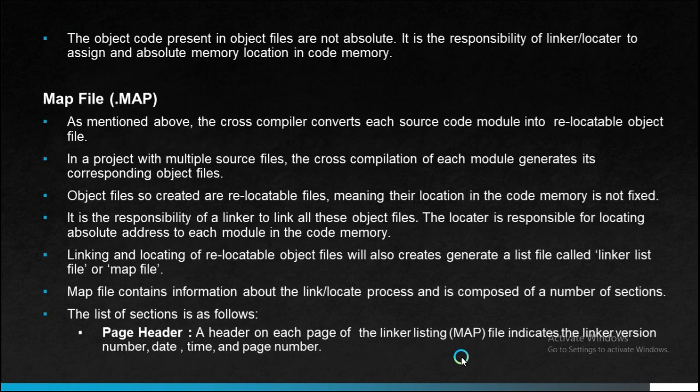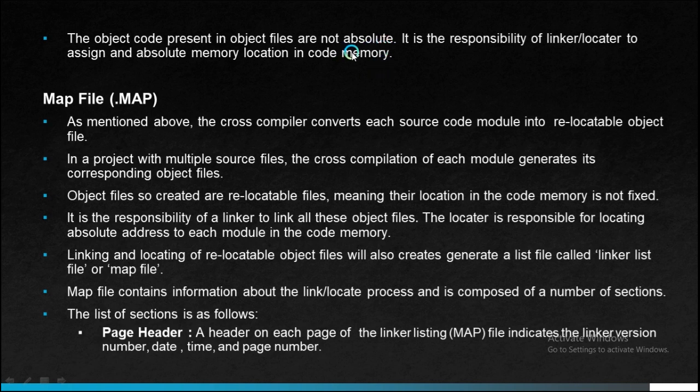One more important point is there: the object code present in object files is not absolute. That is, its address or memory location is not fixed. It is temporary. So we need to make the memory area or the address of the object code fixed. That is done by the linker and locator. It is the complete responsibility of the linker and locator to assign an absolute, fixed memory location to the code memory.